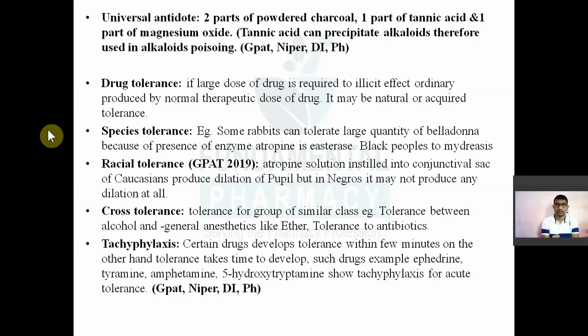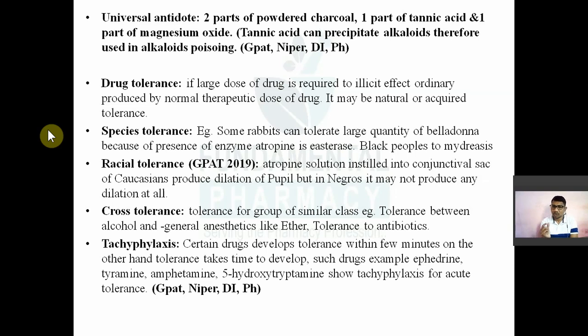So drug tolerance normally takes time to develop. But if any drug is able to develop a tolerance within a minute, ठीक है, if any tolerance to any drug develops within a minute or within an hour, that is known as tachyphylaxis. So certain drugs develop a tolerance within a few minutes. On the other hand, tolerance takes time to develop.